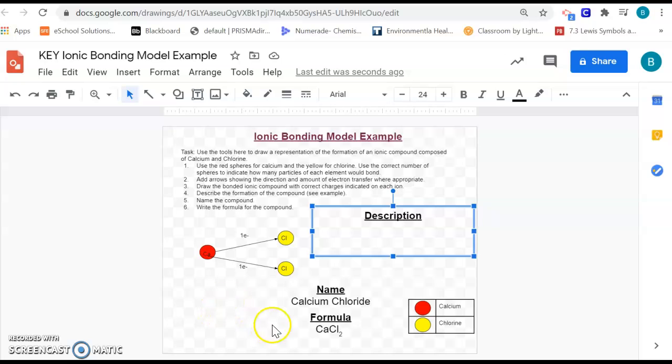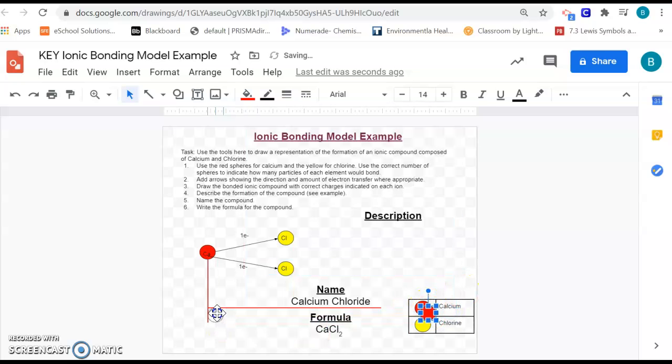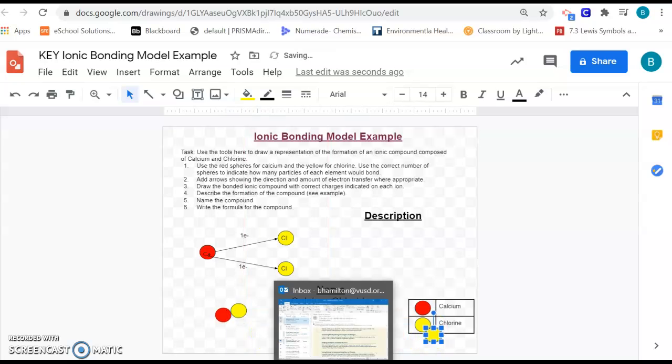Then we're going to show the actual separate ions. We're going to show them bonded, so the ionic bond happening. So we will start with our calcium, and the arrow is showing us the direction, so it's going to be pulled towards the chlorine. So we're going to have our 2 chlorine now touching our calcium.